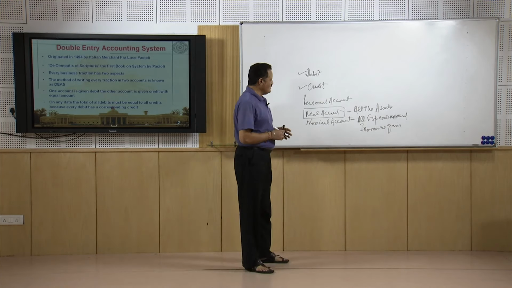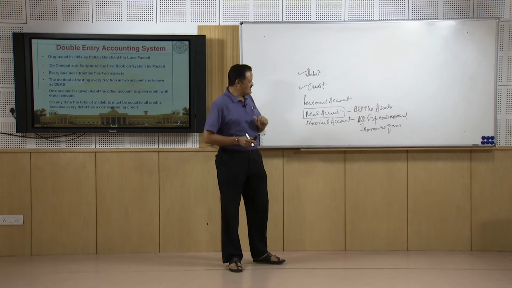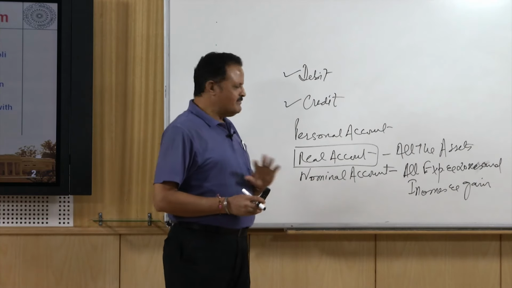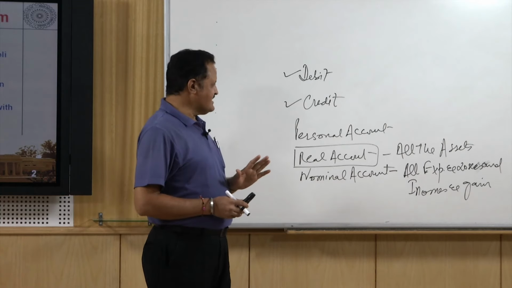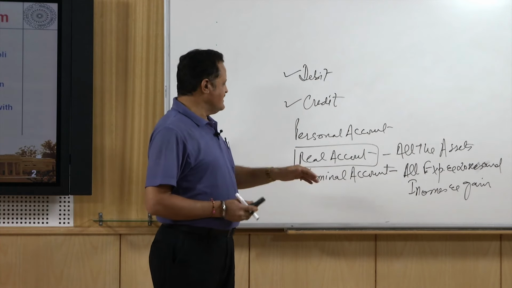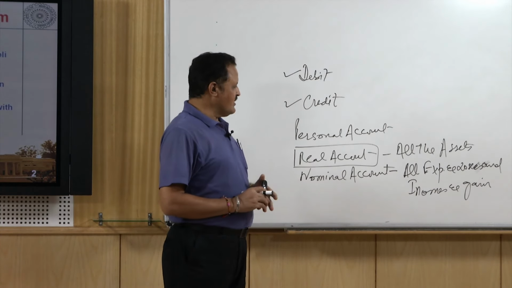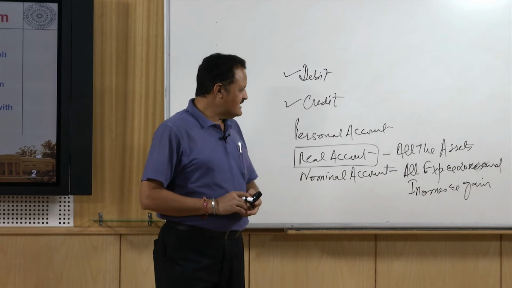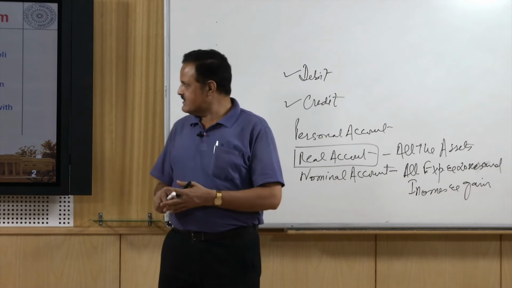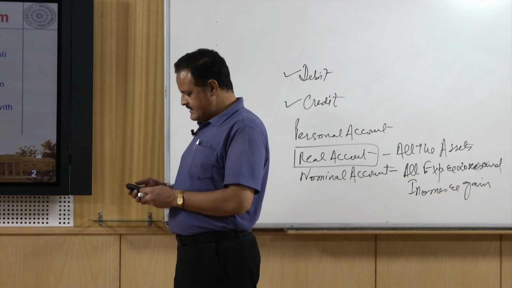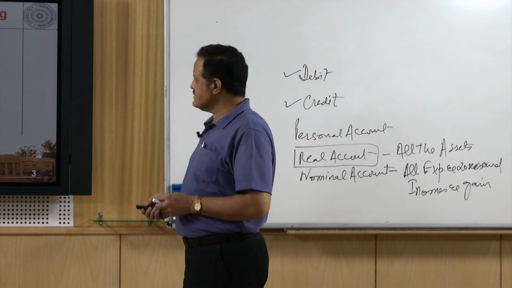One is the personal account covering all the natural and artificial persons. Then we have the real account covering all the properties or assets of the organizations including cash. And the third one is the nominal account, which is taking care of all the expenses and losses and incomes and the gains. They will be treated and taken care of under this nominal account.